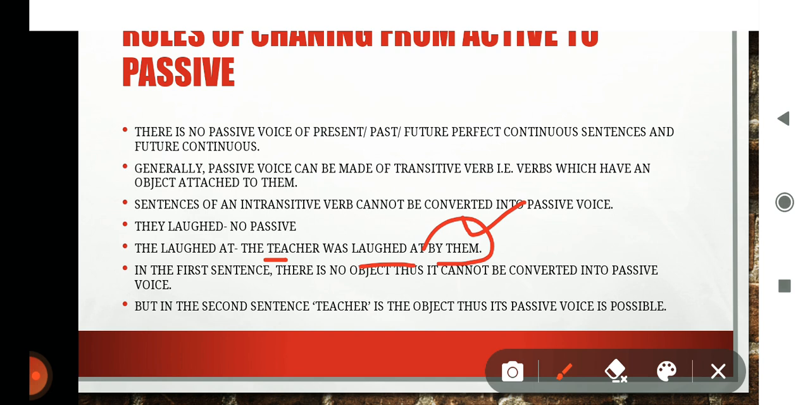Now in the first sentence there is no object, thus it cannot be converted into passive voice. As the object is absent in the first sentence, "they laughed," that is why we cannot convert the active voice into passive voice, because this is an intransitive verb. Okay, in transitive verbs, whenever we are converting, at that time we should pay attention to the rules. But in the second sentence, "teacher" is the object, thus passive voice is possible, because the object is present in the sentence. That is why we can convert the active voice into a passive voice.